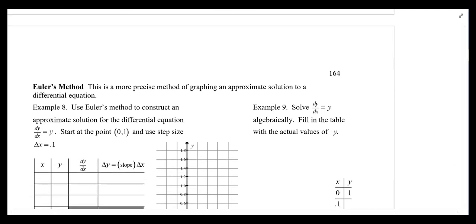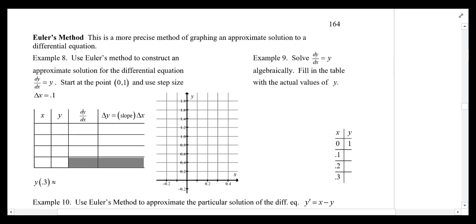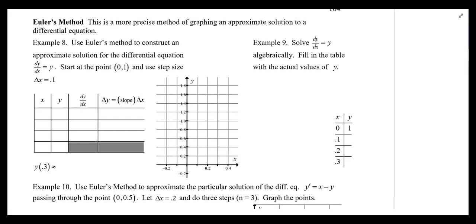So Euler's method is a method that gives us a more precise way of graphing an approximate solution to a differential equation. Euler constructed an approximate solution by going in little baby steps, starting small and moving bit by bit. He said, you're going to have a starting point, and in this case, the starting point is 0, comma 1.